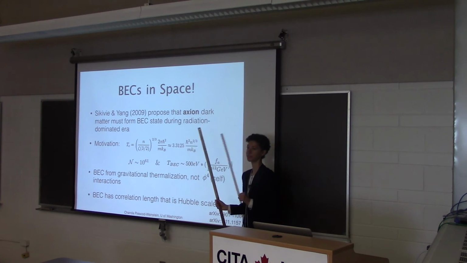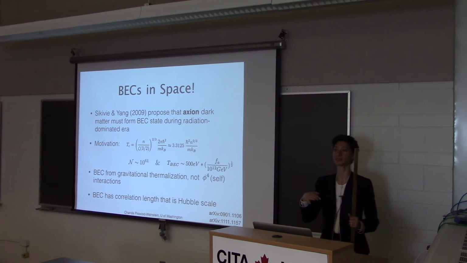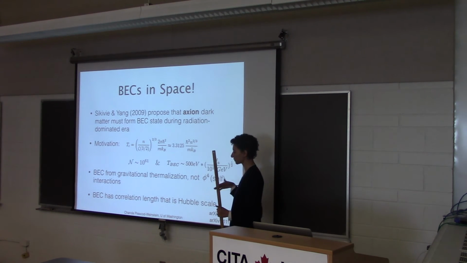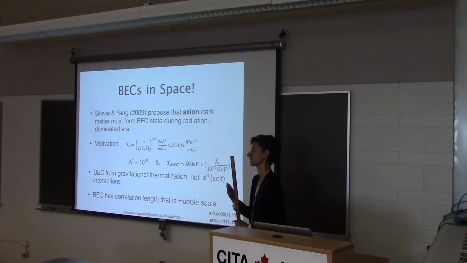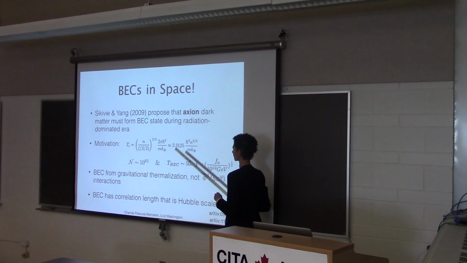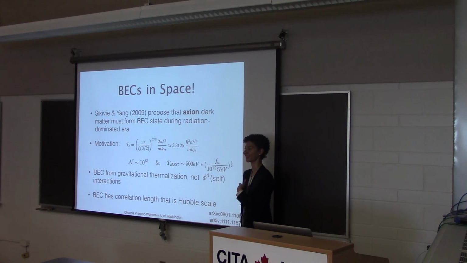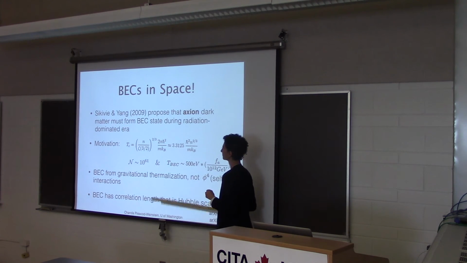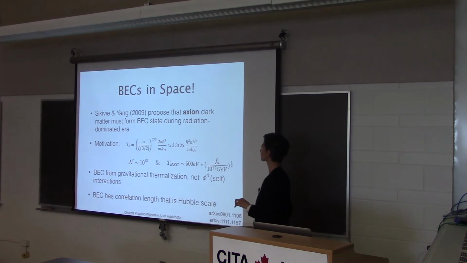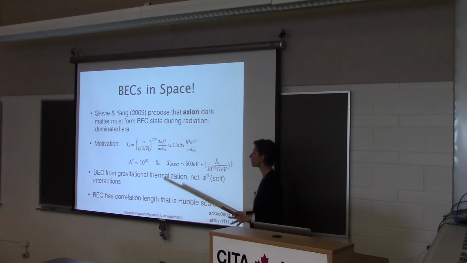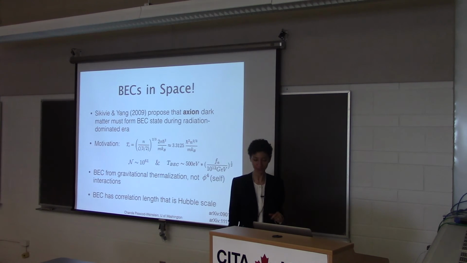This is not an idea that is super fresh in cosmology, in the sense that many times over the years people have asked the question, can scalar particles produce a Bose-Einstein condensate? Can a scalar dark matter produce a Bose-Einstein condensate? I'm going to talk about one particular proposal that led to us coming up with a counter suggestion. So Pierre Sikivie and one of his students proposed in 2009 that axion dark matter must form a Bose-Einstein condensate state during the radiation-dominated era.